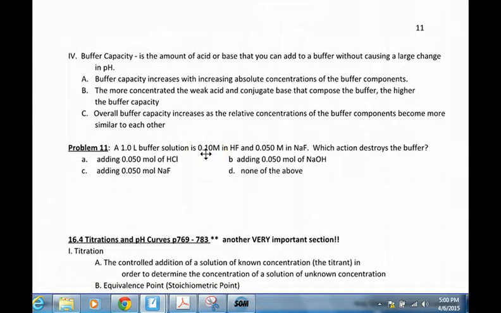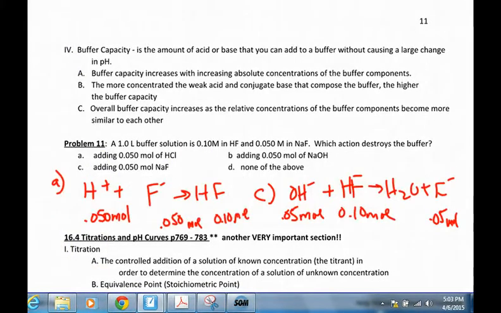But let's check this out. If I were to add 0.05 moles of a strong acid, what's going to happen here? Think about it. If I add 0.050 moles of NaF, what would happen there? And if I added 0.05 moles of NaOH, go back and consider the stoichiometry. I'll pause this and think about it while I throw some things up on the board. Remember, we're thinking of stoichiometry.